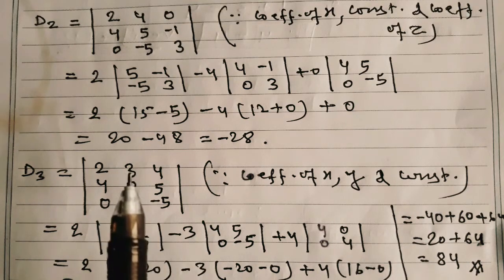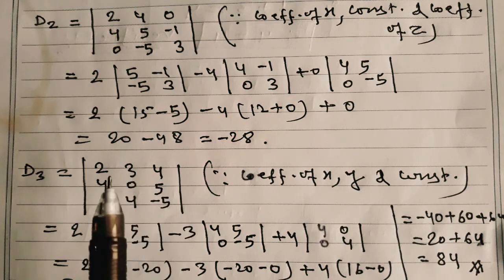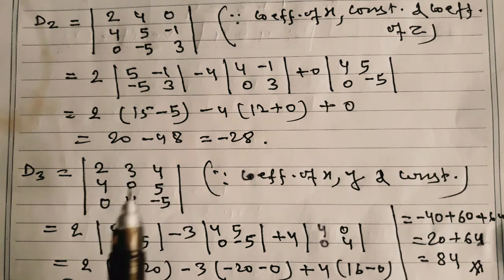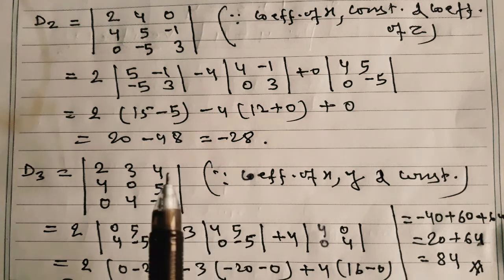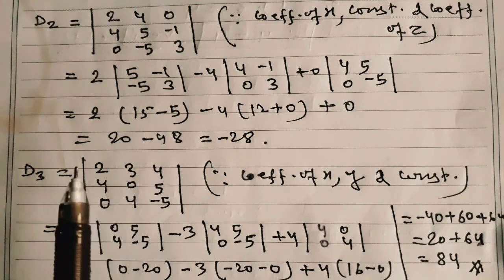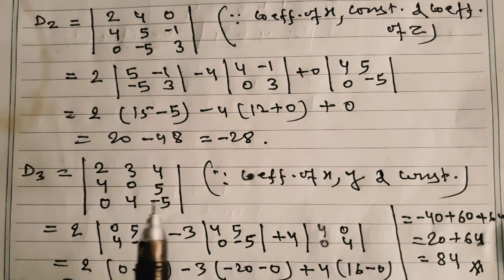According to the expansion rule, we have to delete the corresponding row and column of 3. Then 4, 0, 5, minus 5 are left. Now expanding by taking the third element, the sign is plus. When we expand by the element 4, we delete the corresponding row and column. Then 4, 0, 0, 4 are left.